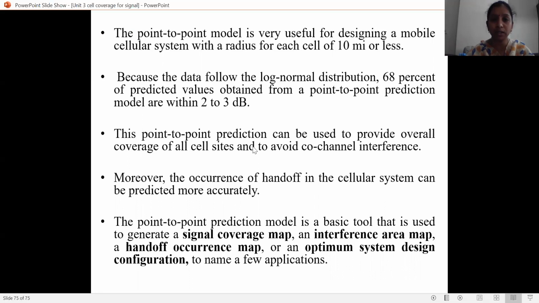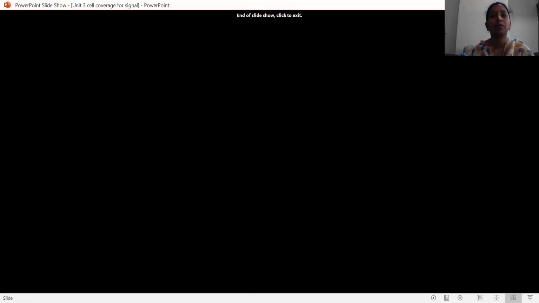So this point-to-point prediction model can be used to provide overall coverage of all cell sites and to avoid co-channel interference. Moreover, the occurrence of handoff in the cellular system can be predicted more accurately with the help of the point-to-point prediction model. The point-to-point prediction model is a basic tool that is used to generate a signal coverage map, an interference area map, a handoff occurrence map, and optimum system design configuration, to name a few applications. So it is helpful. The point-to-point prediction model is becoming a basic tool for many such applications.